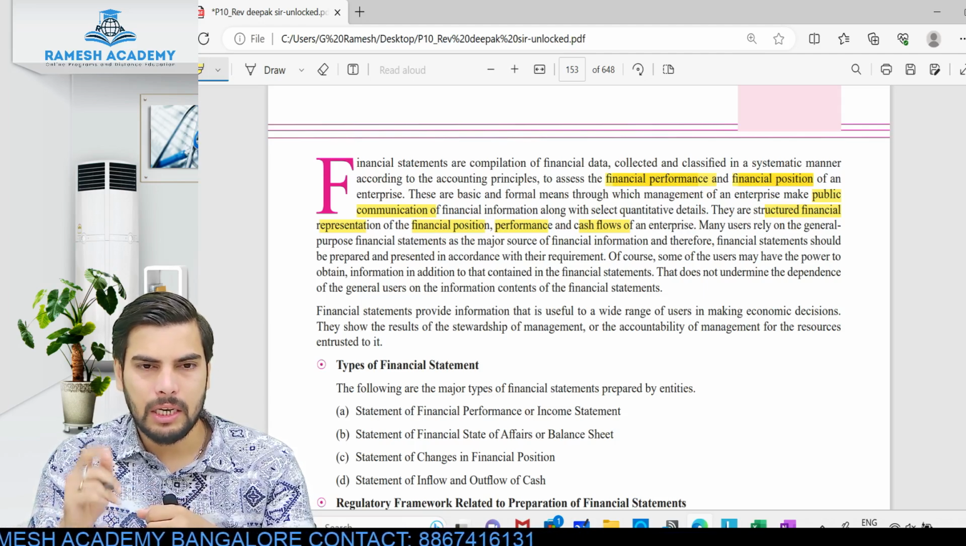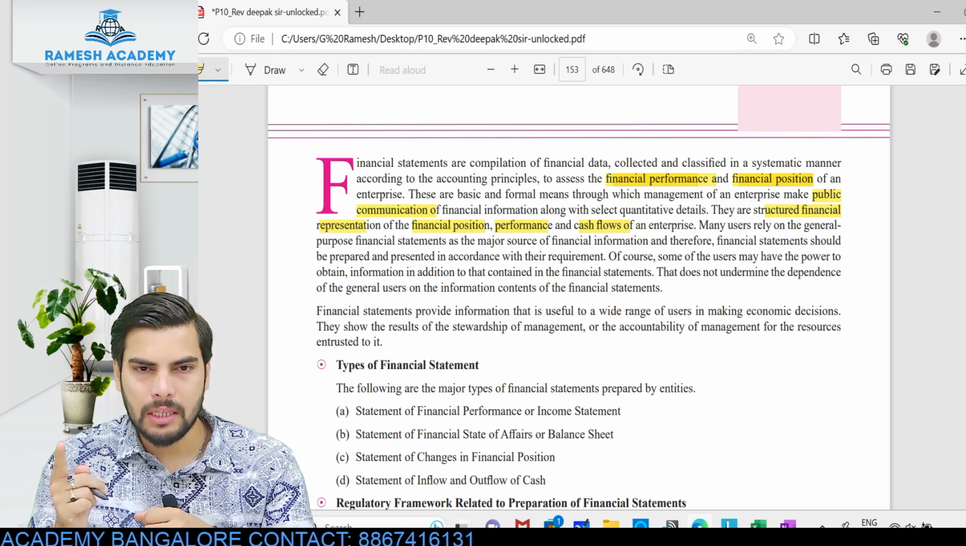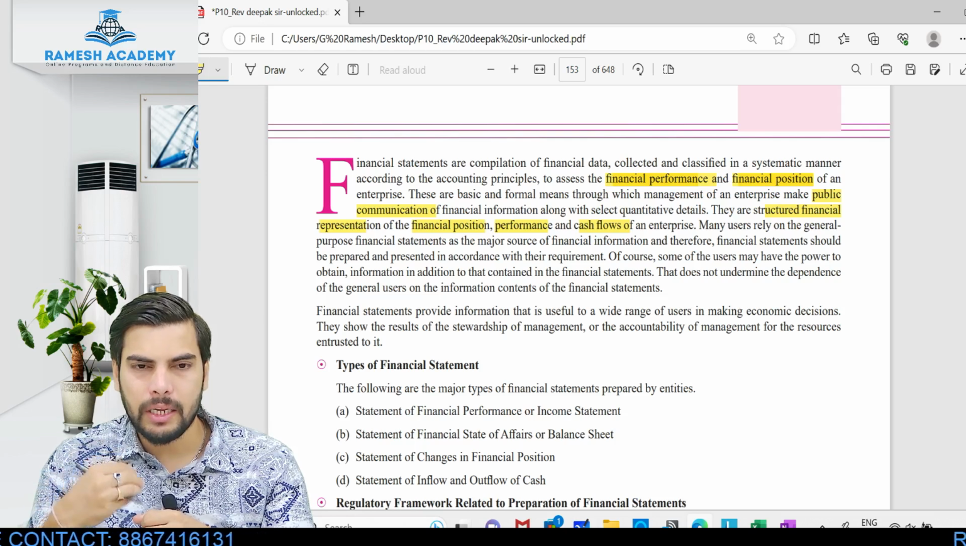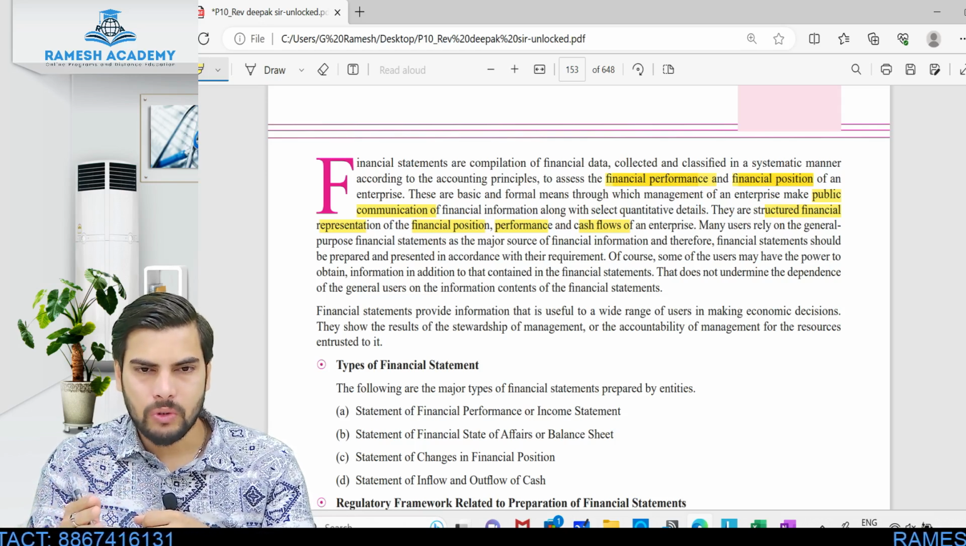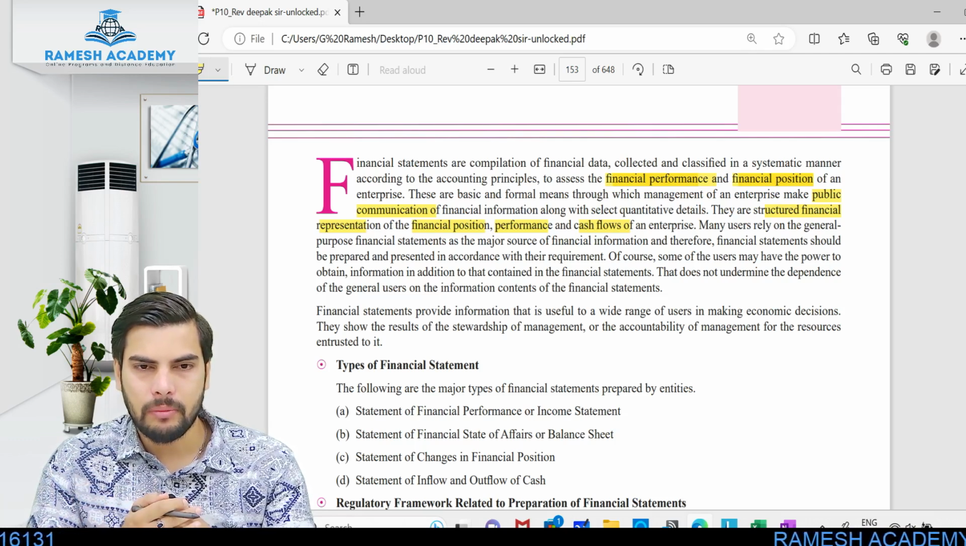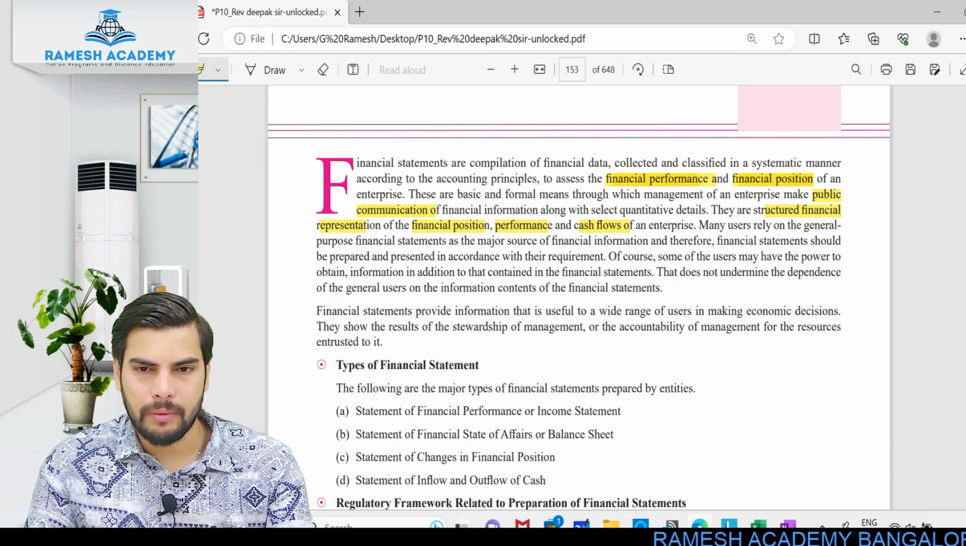Three things basically: financial performance, which is nothing but the financial result; financial position, that is nothing but the value of assets and liabilities; and then the cash flow statement will give us information about inflow of money and outflow of money. Cash flow statement, don't worry guys, the next chapter, chapter number 3, is cash flow statement. There we will practically learn how exactly we prepare this cash flow statement. Clear?